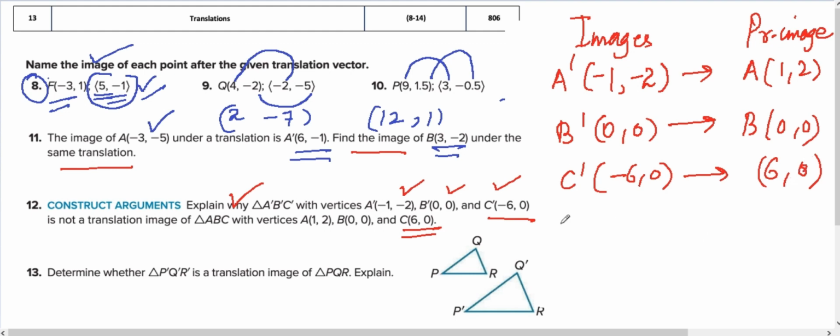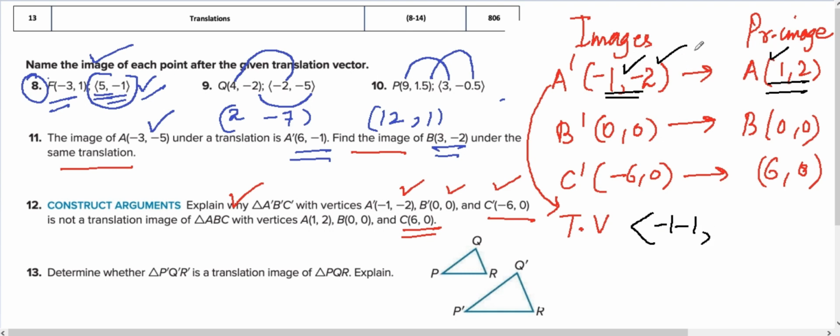So you need to find out the translation vector. What is the translation vector? How do we find it? Subtract image coordinates minus original. So this minus this: minus 1 minus 1, and minus 2 minus 2. What am I getting? I'm getting minus 2 and minus 4. So this is the translation vector for A to A dash.